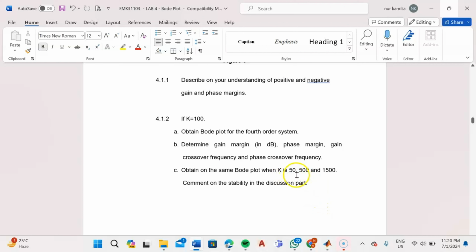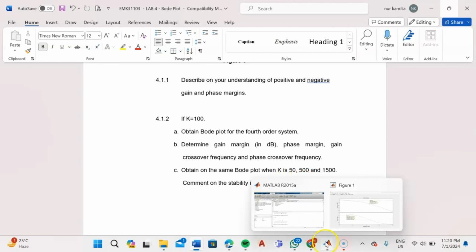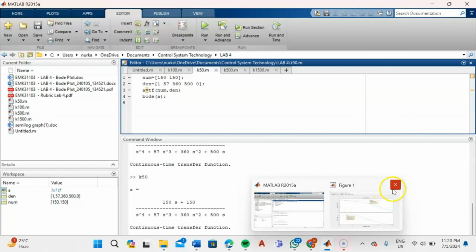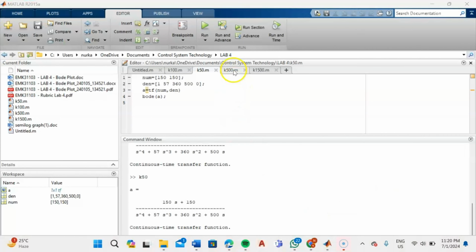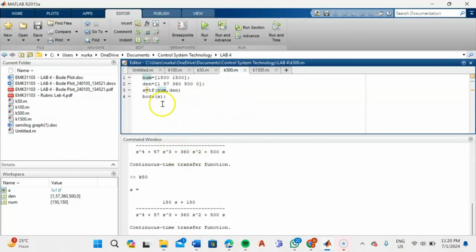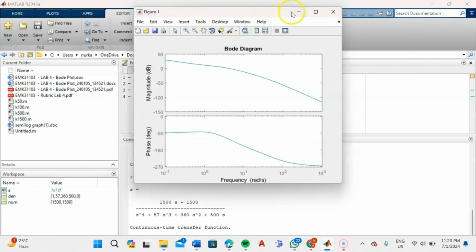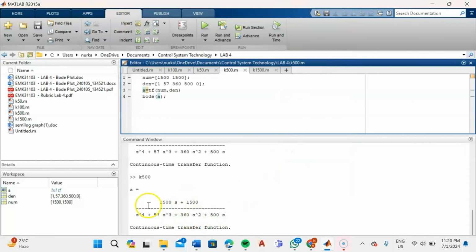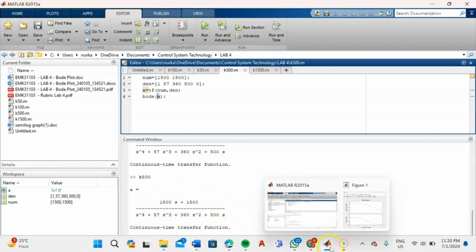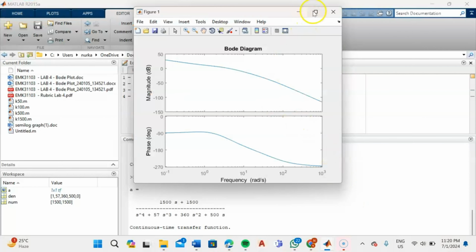Okay, next, K equals 500. This is my result, and then we run. So this is my transfer function, and then this is the Bode diagram.